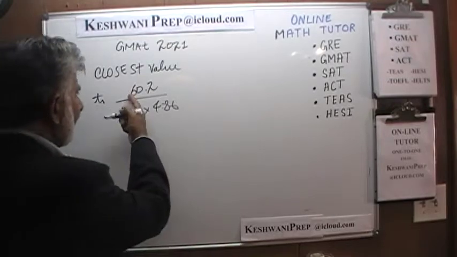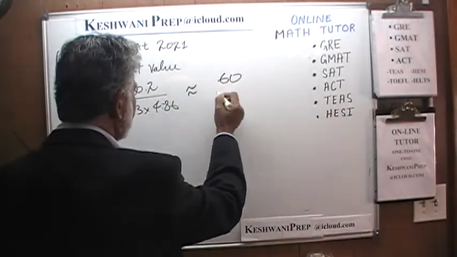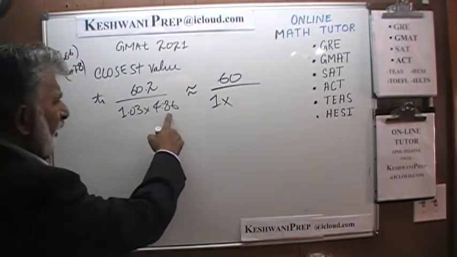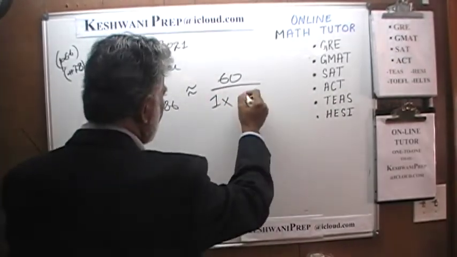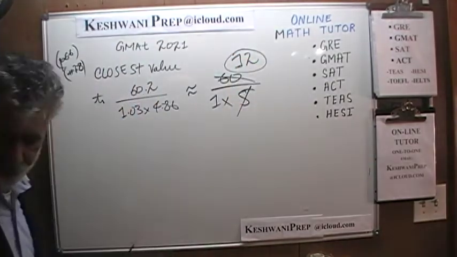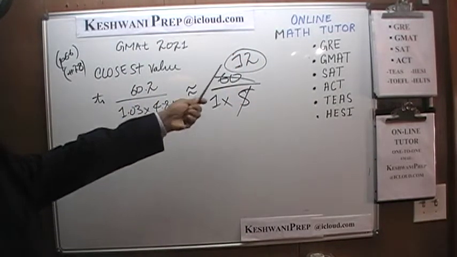So let's do that. 60.02 is approximately the same as 60, 1.03 is the same as 1 approximately, and 4.86 we're going to say is 5. 60 divided by 5 is 12. And there's your answer. So the value of this is approximately 12. That's all it is.